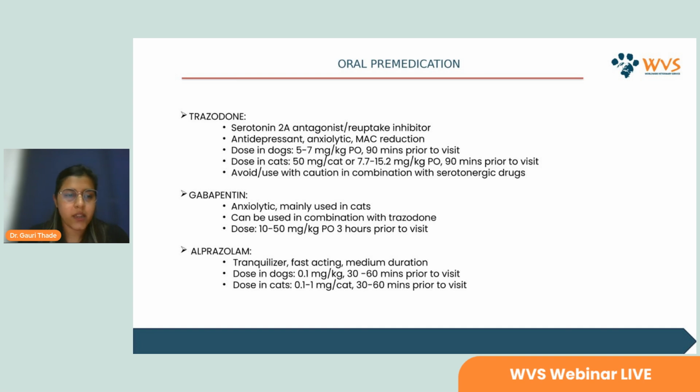Right now in the market, there are also acepromazine tablets, which also can be considered, and the feline facial pheromone, Feliway, can also be considered for minor procedures in cats, like maybe an ultrasound or an IV catheter placement.